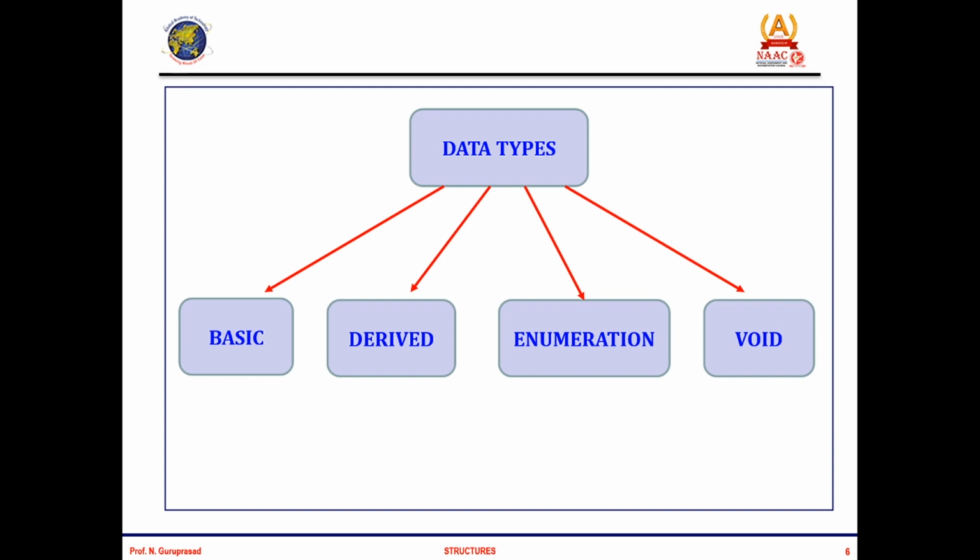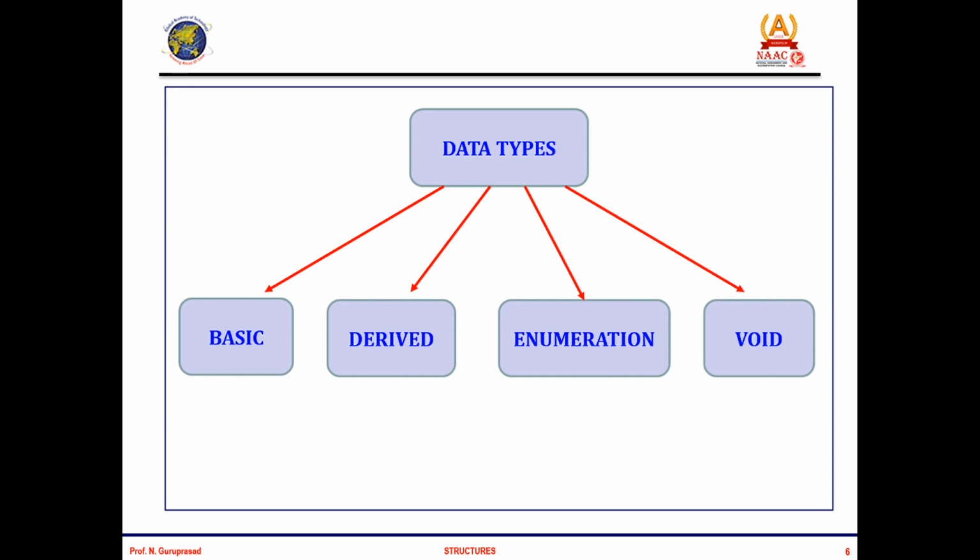Derived data types are those data types that are actually derived from fundamental data types. We have already seen this also. For example, arrays, pointers, functions, and now structures as one of the categories of derived data types. But before we move on to structures in more depth, let me just tell you about enumerated and void.